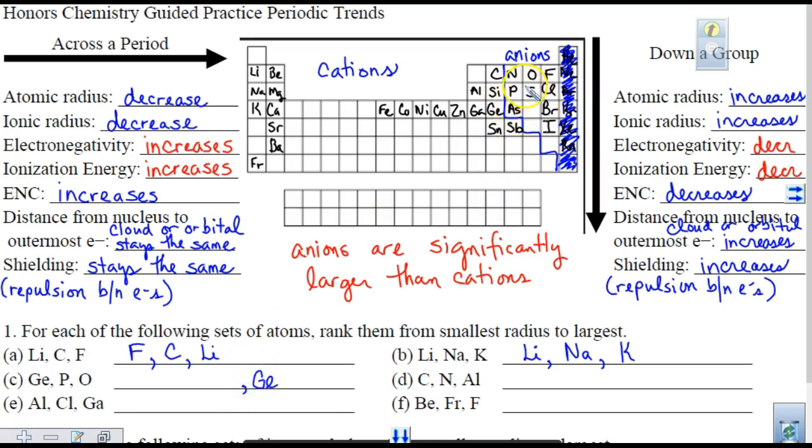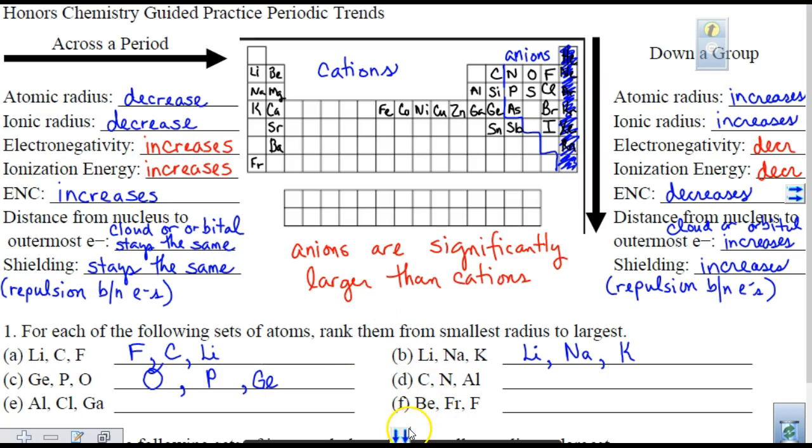Then we're comparing phosphorus and oxygen. Oxygen is in a higher row and is one column over, so we know that oxygen is going to be smaller than phosphorus. So phosphorus is our middle one, and oxygen is the smallest.